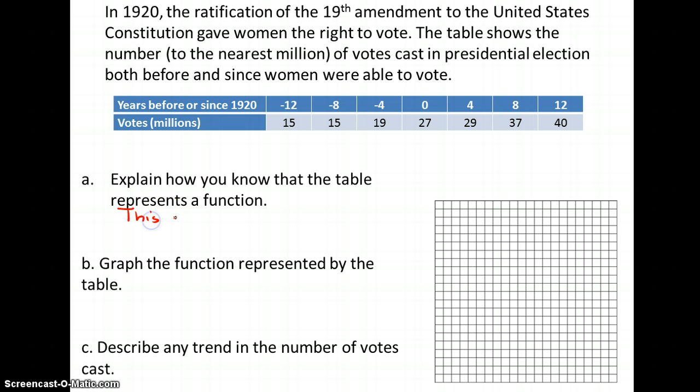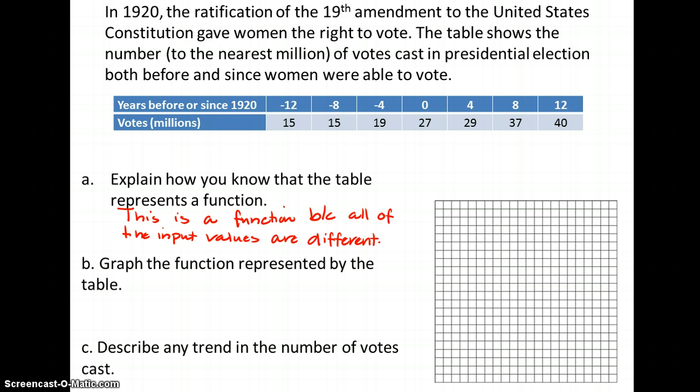This is a function because all of the input values are different or distinct.